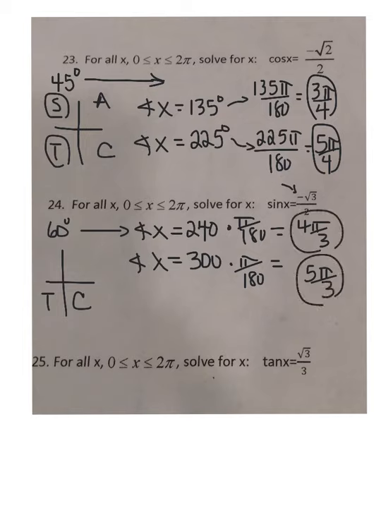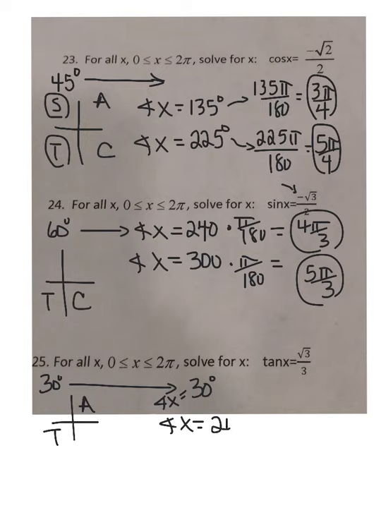Okay, last one on this page, 25. Radical 3 over 3. Well, I know that's a 30-degree angle, so I know my reference angle is 30 degrees. This value is positive, so we're looking for where tangent is positive, and tangent's positive in the first and the third quadrant. Well, 30 degrees, by the way, is in the first quadrant, so that's our first answer. Sorry, angle X. The other possibility is in the third quadrant, so we do 180 plus 30, which is 210.